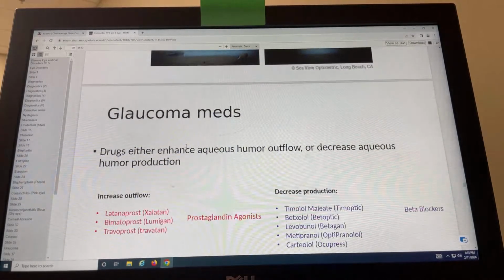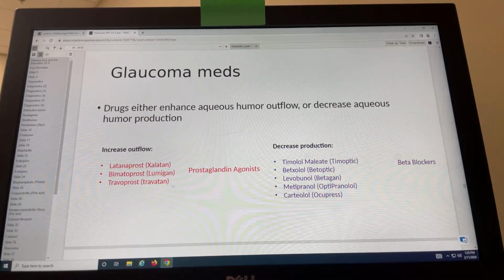All right. This might look overwhelming at first. I promise it's not. This is really the only eye condition that has specific medications. So there's not going to be a bunch of slides at the end about medications. There are obviously a lot more medications for glaucoma, but I just focused on the main two. So there's two categories: prostaglandin agonists and beta blockers. These are just the drug classes, okay?